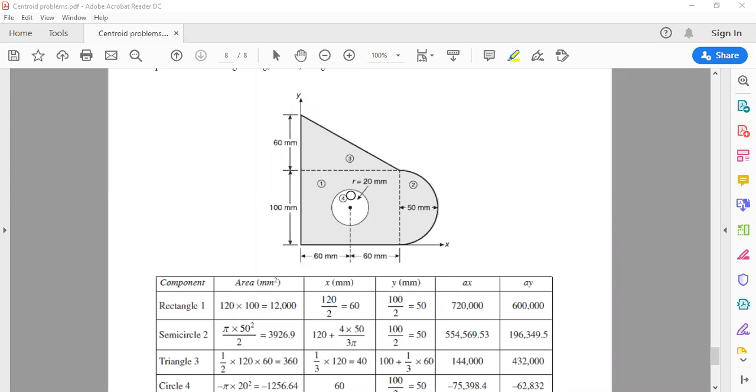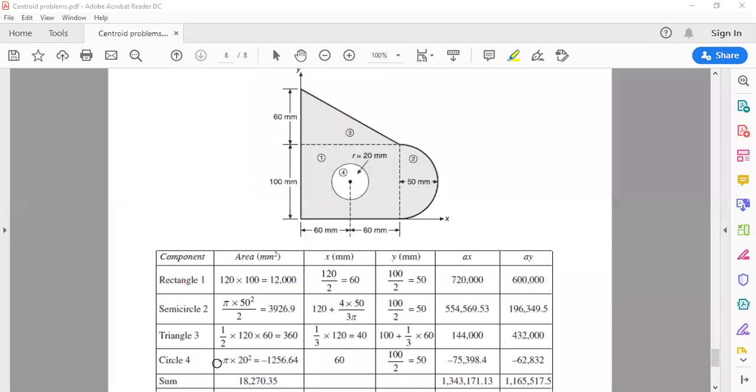What will be taken with negative sign? Only the area will be taken with the negative sign. You can see here. We know that this is the reference y-axis. This is the reference x-axis. Since it is lying in the first quadrant, all the x bar and y bar will be positive.